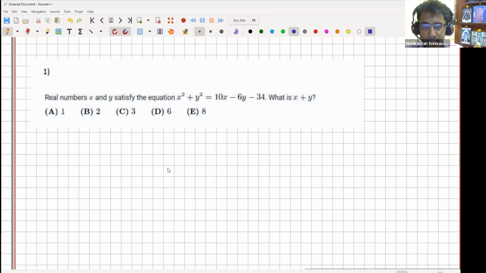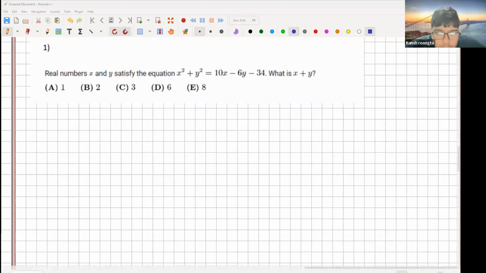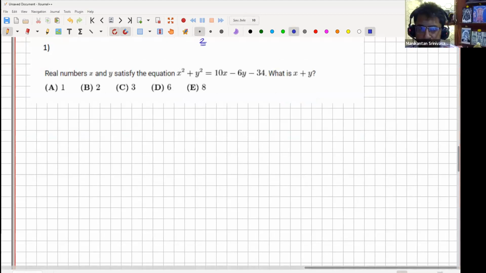Okay, real numbers X and Y, blah, blah, blah. What is X plus Y? Yeah. Kunsh, did you get anything on this? I got 2, sir. 2. Okay. What about you, Ananya? Yeah, I also got 2.